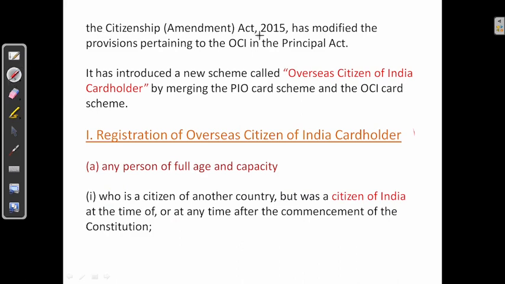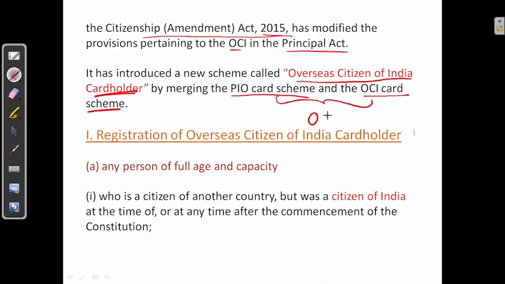The Citizenship Amendment Act of 2015 modified the provisions pertaining to OCI in the principal act. It introduced a new scheme, the Overseas Citizen of India card holder, by merging the Person of Indian Origin Card Scheme and the Overseas Citizen of India Card Scheme. By merging these two, OCIC was introduced by the Citizenship Amendment Act of 2015, that is, Overseas Citizen of India card holder.